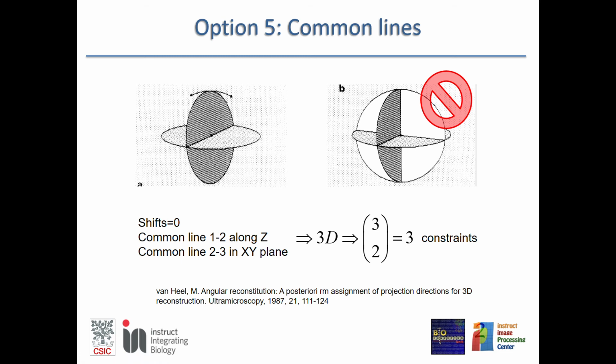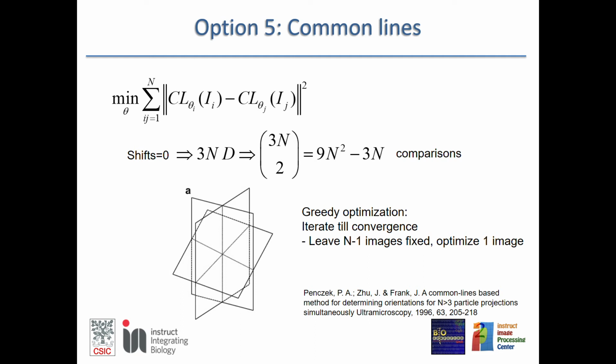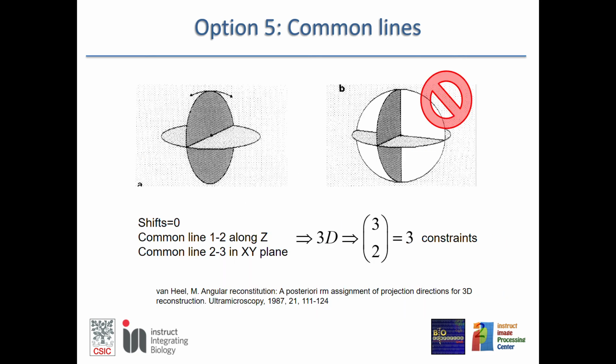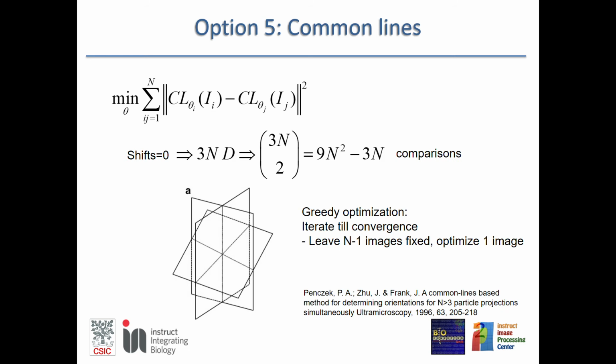So it was proposed a solution to that: instead of working first with 3 and then adding the rest, why not try to find the overall solution to the whole problem? So if you have n images, then make all the possible comparisons.